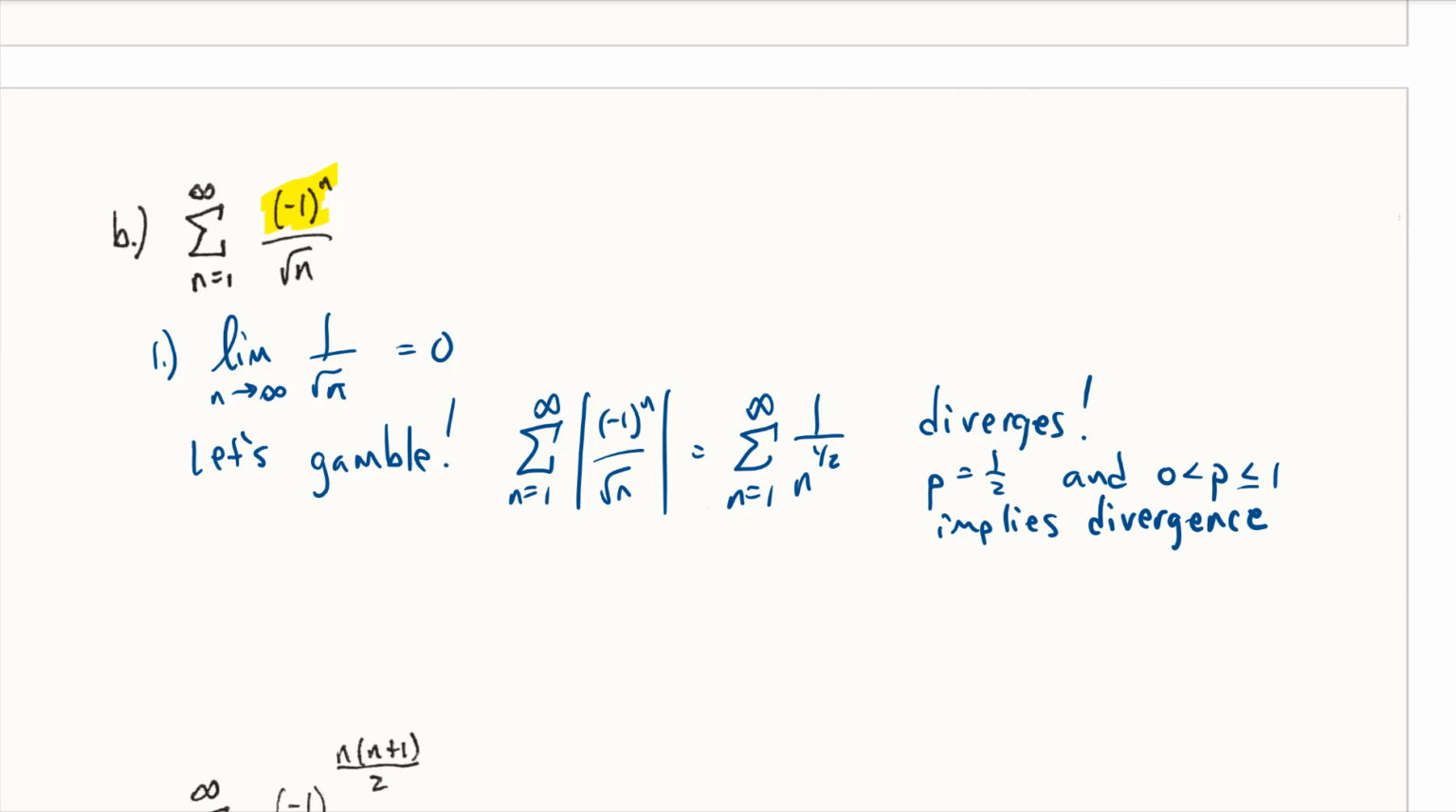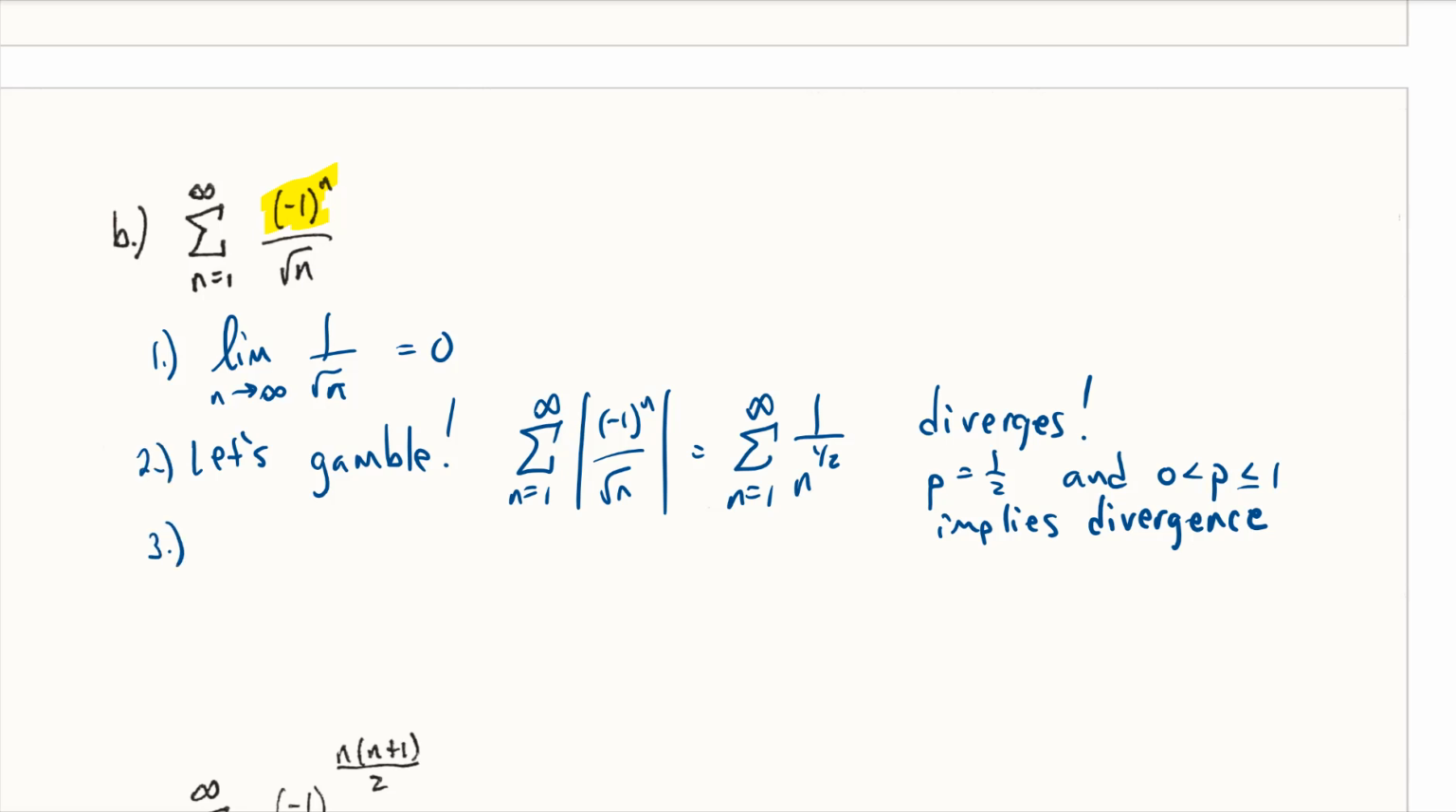And that's the idea. It's not really a gamble if you've been diligently working on these convergence and divergence tests; you've started to get a feel for which infinite series are going to converge and diverge. So we gambled and we lost. Without the alternating, it diverges. So now we're back to square one. I have to apply the alternating series test. I have no choice.